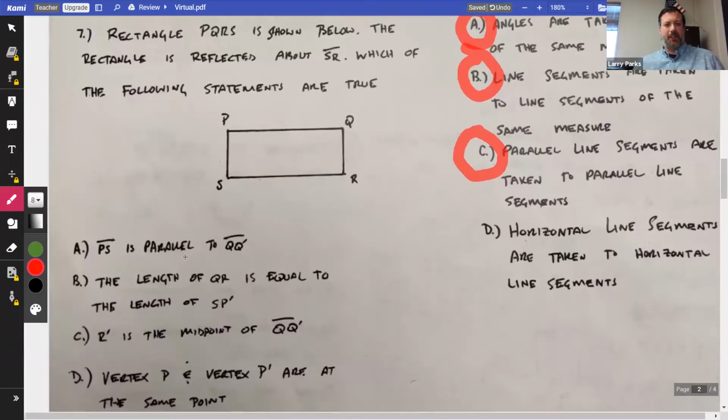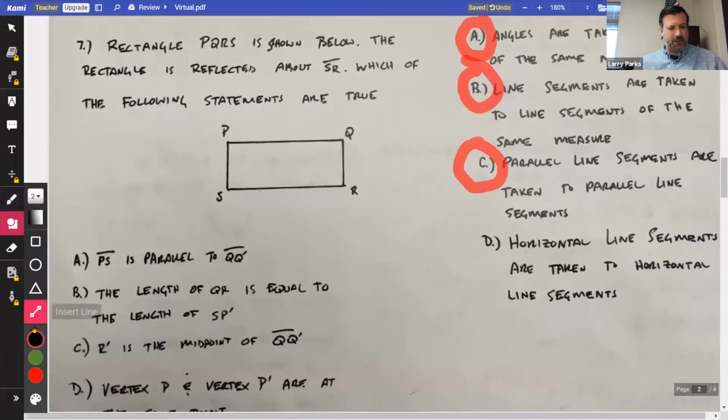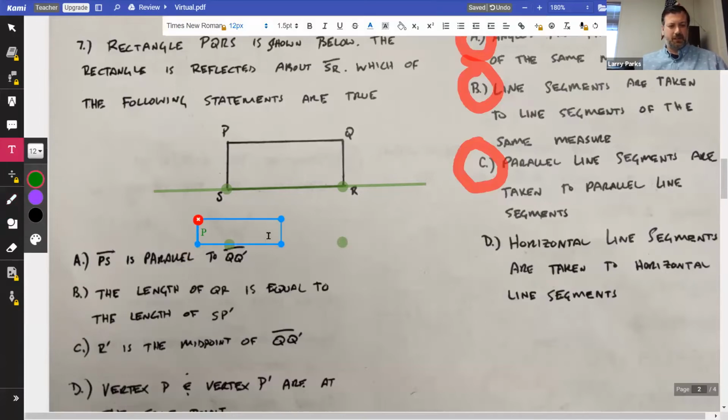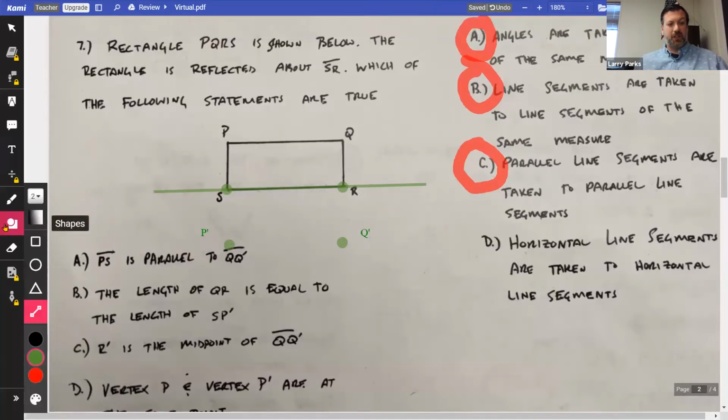Number 7, you have a rectangle down here. It's reflected about SR. So that'd be reflect across there. If you reflect over that line, then S is going to stay in the same spot, R is going to stay in the same spot, but P is going to be down here, and then Q prime is going to be down there. Then you have your new rectangle if you want to draw it.